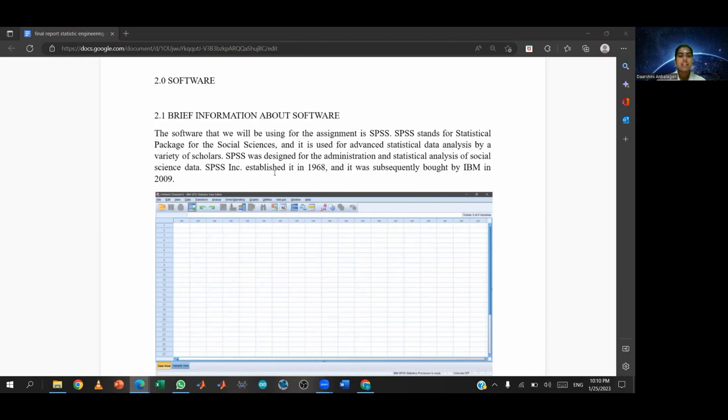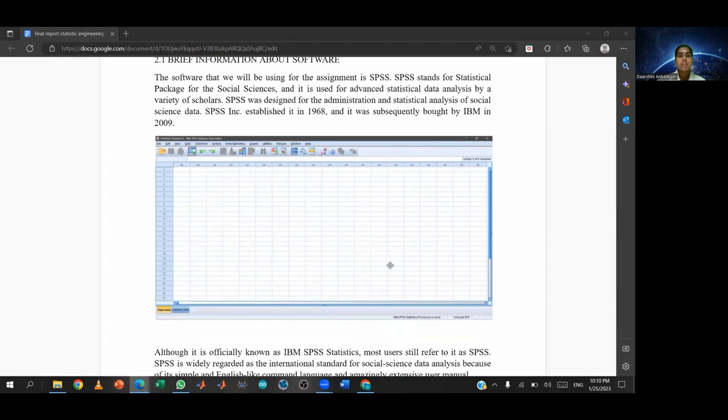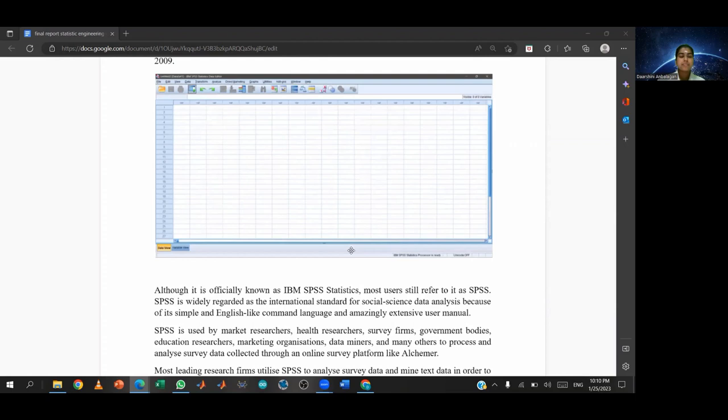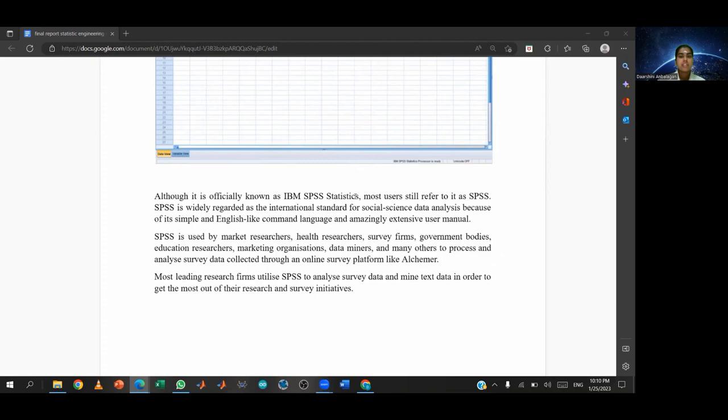SPSS Inc. established it in 1968, and it was subsequently bought by IBM in 2009. These are example pictures of the software that we have used for this project. Although it is officially known as IBM SPSS Statistics, most users still refer to it as SPSS.